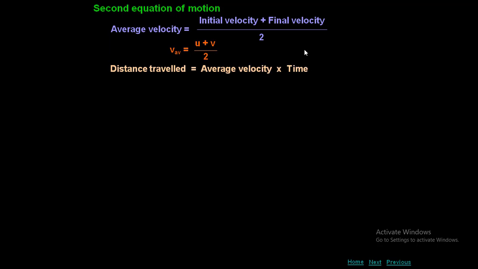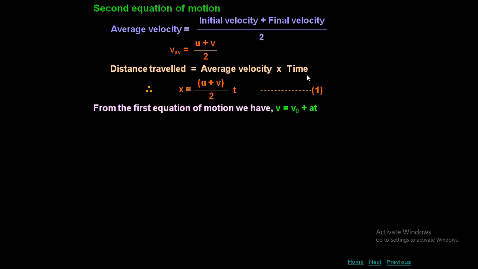So distance traveled is nothing but average velocity into time. Total distance is nothing but average velocity into time. So what is average velocity here? U plus v by 2 is the average velocity, and t is the time taken. So therefore, x equal to u plus v by 2 into t. This is the first equation.